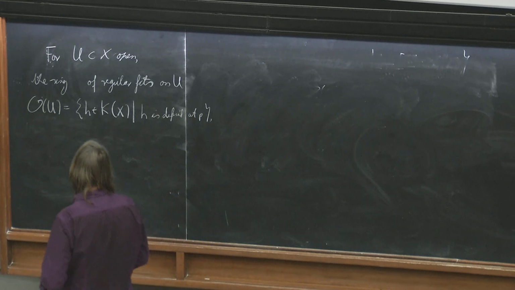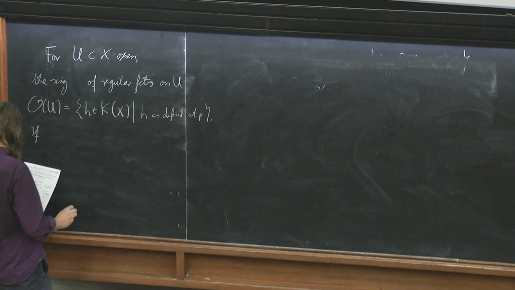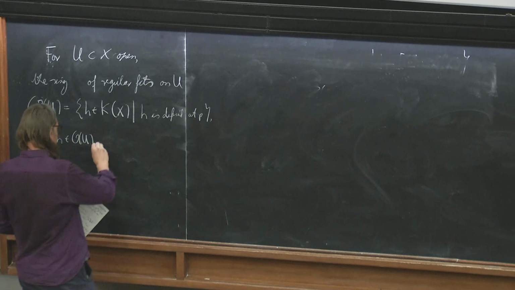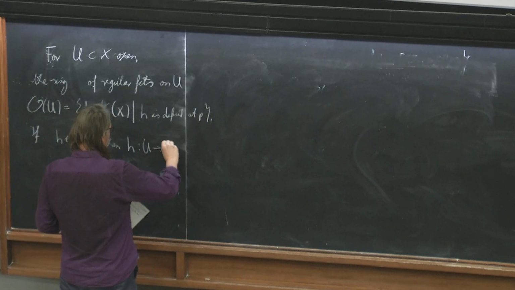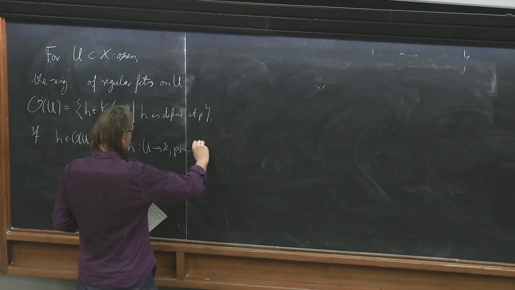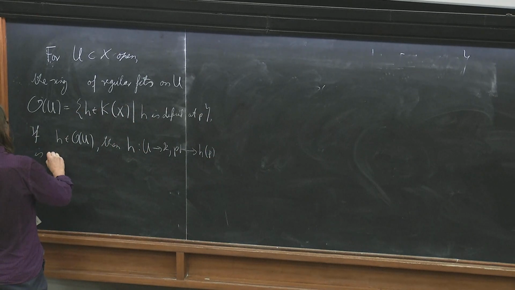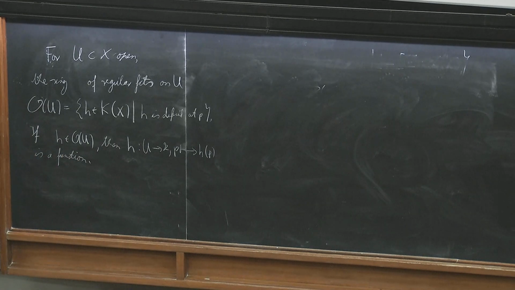And as in the affine case, an h in O(U) defines a function from U to K. If h is an element of O(U), then the function, also called h, from U to K, which sends P to h(P), as I have defined there, is a well-defined function. So any regular function on an open subset does define a function from U to K.